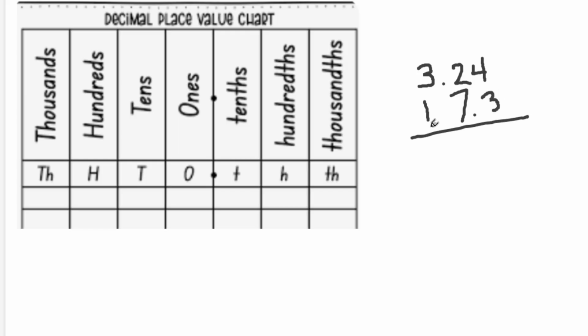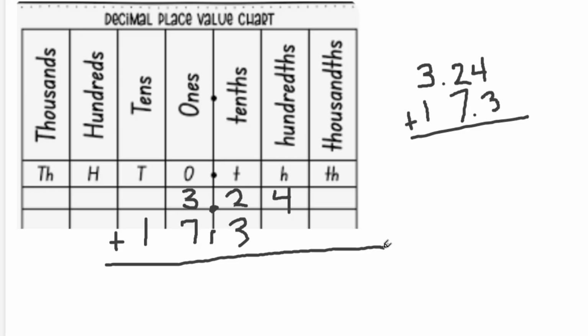And if that's a mistake that you keep making, you keep forgetting to line them up, then use your place value chart. So this is 3 and 24 hundredths. My decimal is right here, and I'm going to put my 3 and 24 hundredths. And then here I have 17.3, right? So again, use that decimal. My 3 goes here, and my 17 goes over here. But can you see how that will help you to line everything up?